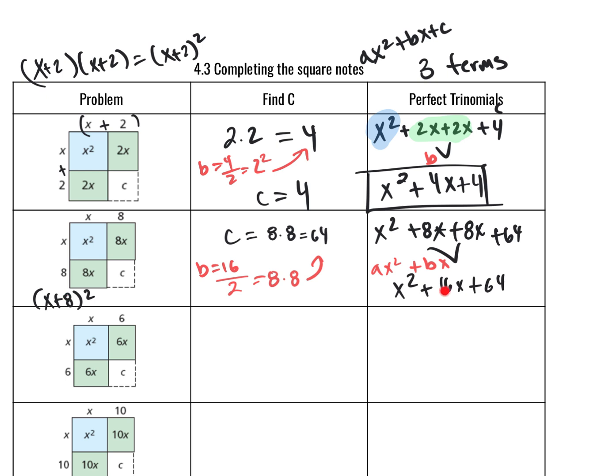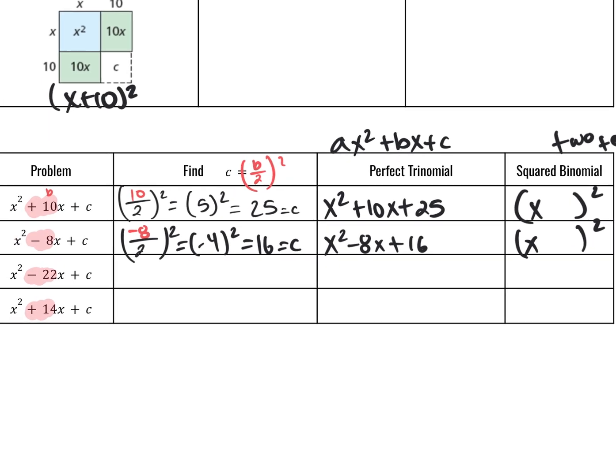So let's see how we can get the 8 from the 16. I divided the 16 by 2, and that gave me the 8. Here, my 4, I divided by 2, and that gave me the 2 that goes in the binomial. So you get that number for the binomial after you divide the b value. So the b value divided by 2, whatever that number was, that's the number we're going to use for the binomial. Just like that.